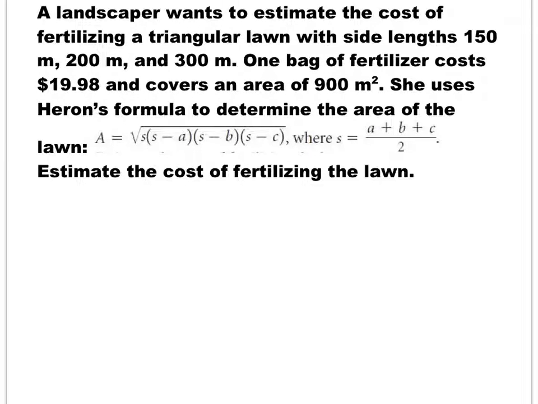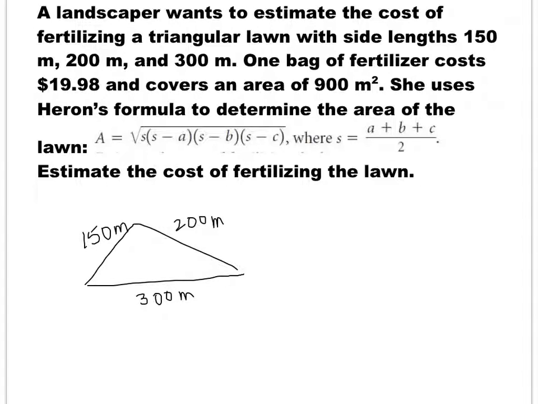In the next example, we have a landscaper that wants to fertilize a land which is in the form of a triangle. Let's say a triangle like this one. We know the side lengths are 150, 200, and 300 meters. We know that one bag of fertilizer costs $19.98, and it covers only 900 square meters. If we use Heron's formula to find the area of the triangle, the question is how much fertilizing this lawn is going to cost.